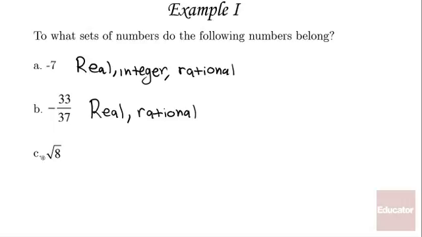Square root of 8. This is a real number. As I just mentioned, the square root of a number that is not a perfect square is irrational. Therefore, this is irrational. So we have 3 different situations here. The first number, -7, is a real number, it's a rational number, and it's an integer. -33/37 is a real number, and it's rational. The square root of 8 is also a real number, however, it is irrational.